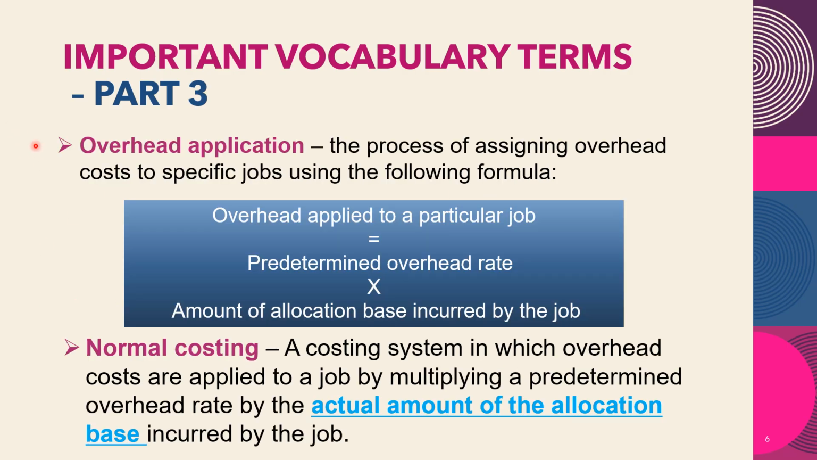Overhead application is the process of assigning overhead costs to specific jobs using the following formula. Overhead applied to a particular job is equal to the predetermined overhead rate times the amount of allocation base incurred by the job. Normal costing is also a costing system in which overhead costs are applied to a job by multiplying a predetermined overhead rate by the actual amount of the allocation base incurred by the job.